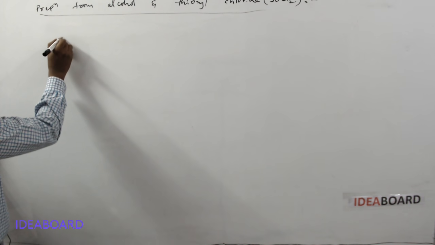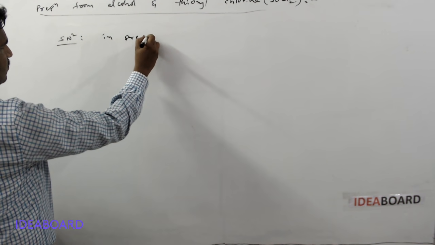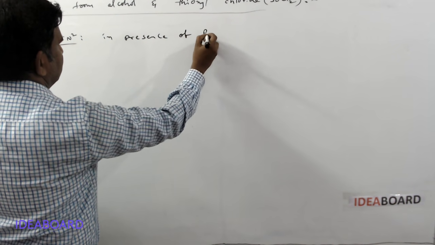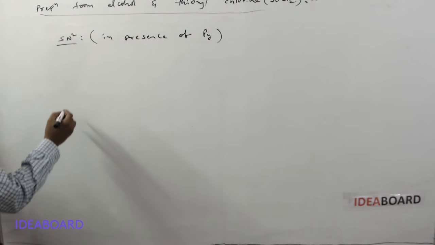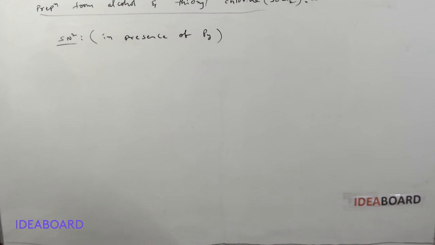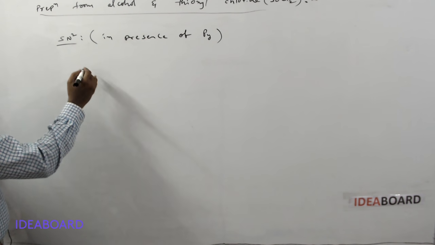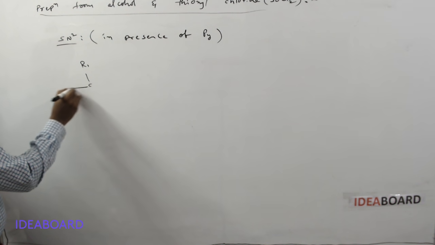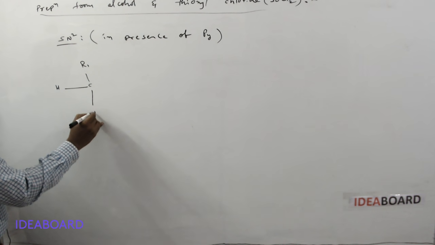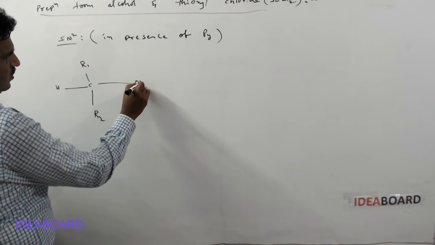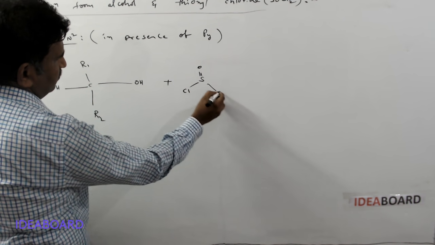Next, the same reaction with the SN2 mechanism. SN2 occurs in the presence of pyridine. What is the product, and what is the reaction mechanism? Mainly we take a carbon. Suppose here it has R1, here hydrogen, and here a deuterium or any other group, suppose R2 is taken. Here we have the OH group.